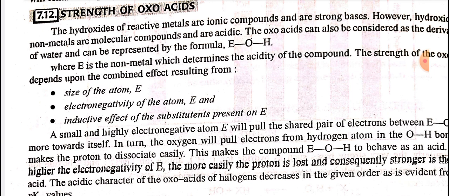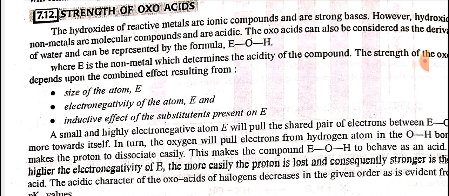The oxoacids can also be considered as derivatives of water and can be represented by the formula EOH, where E is the nonmetal which determines the acidity of the compound. The strength of an oxoacid depends upon the combined effect resulting from the size of atom E, the electronegativity of atom E, and the inductive effect of substituents present on E.